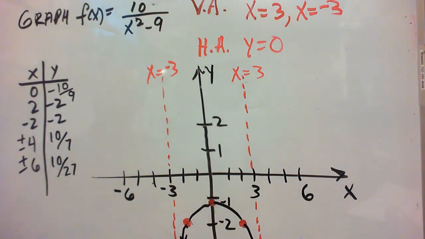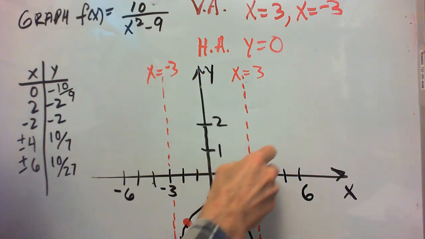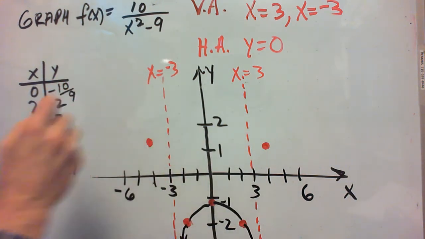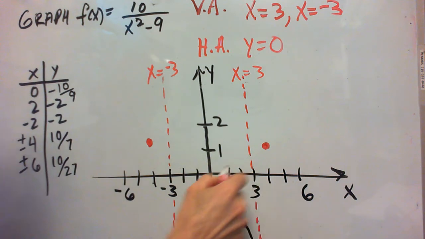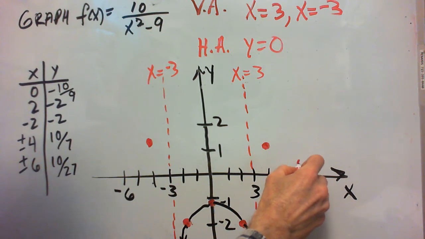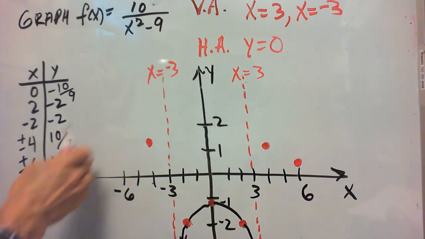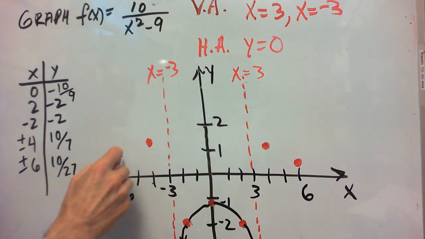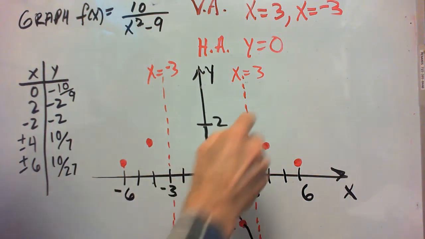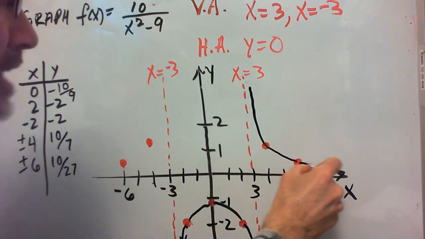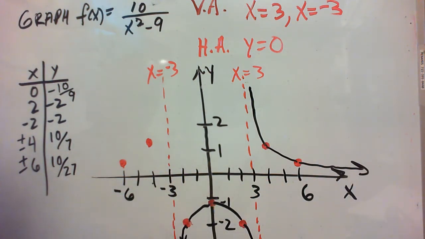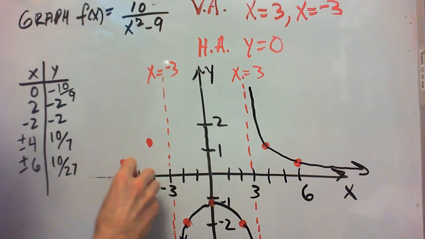Okay, now the other points, 4 gives me 10 sevenths, which is 1 3/7. Negative 4 also gives me 1 3/7. 6 gives me 10 27ths, which is a little less than a half, since 13 and a half 27ths is a half. And negative 6 gives me the same thing, 10 27ths. And those points tell me what's going on at the edges. Graph's leveling out to y equals 0, which I forgot to plot here. It's the x-axis.